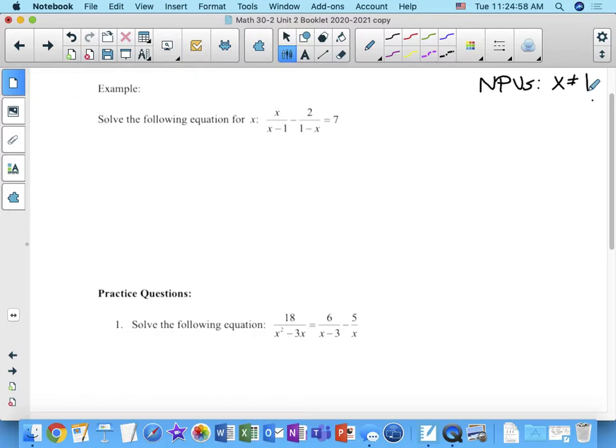And in fact, that should sort of spark something in our minds. The two denominators have the same non-permissible. So we're going to have to think about that when we think about our least common denominator, okay? One of these is x minus 1, one of them is 1 minus x, and this is like 7 over 1, okay? So LCD.